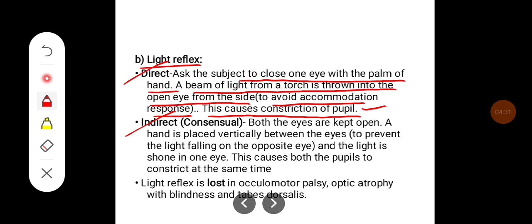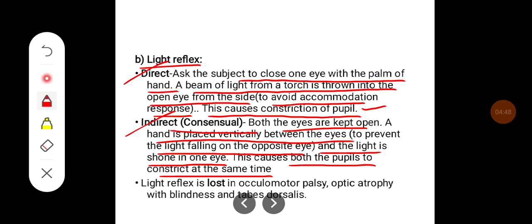Then for indirect reflex, that is consensual reflex, both the eyes are kept open. A hand is placed vertically between the eyes to prevent the light falling from the opposite side, and the light is shown on one eye. This causes both pupils to constrict at the same time. Note that the light reflex is lost in oculomotor palsy, optic atrophy, blindness and tabes dorsalis.